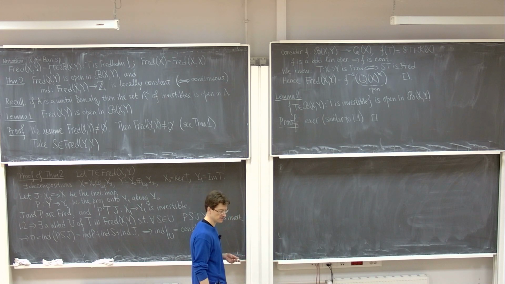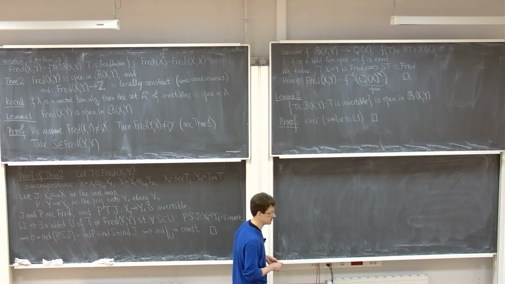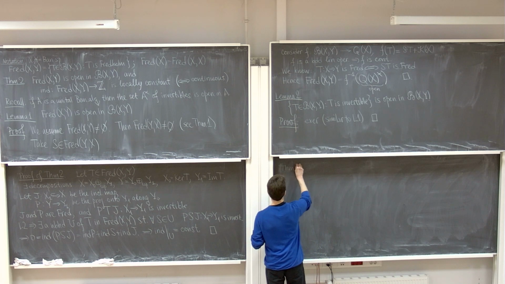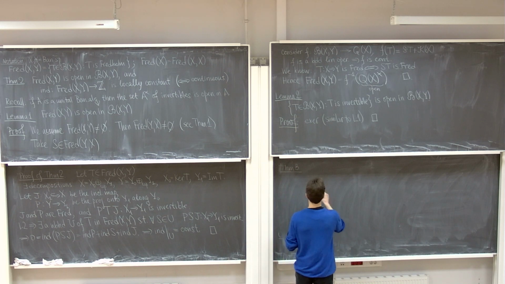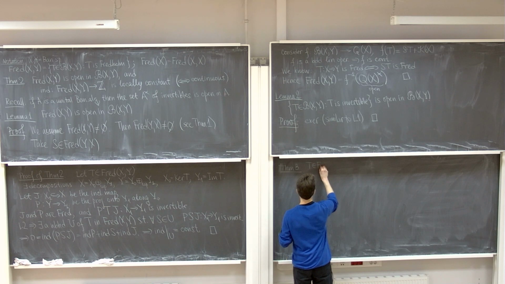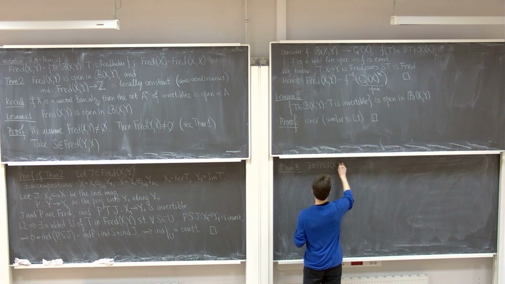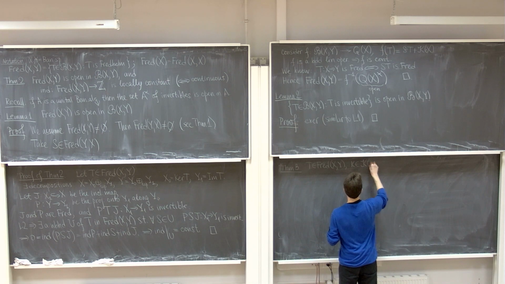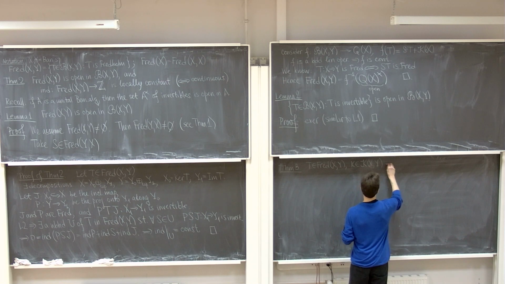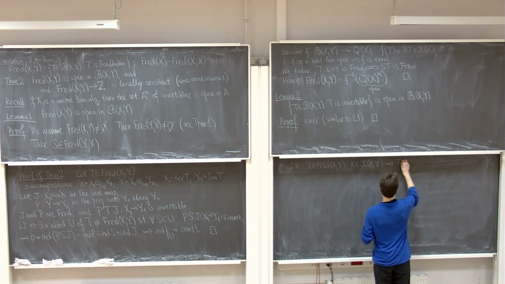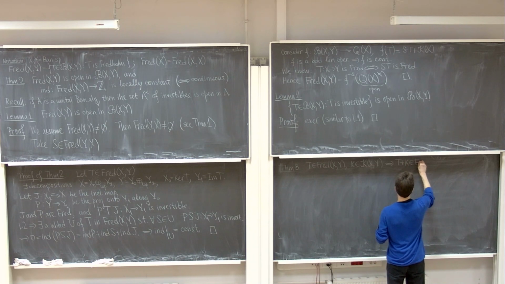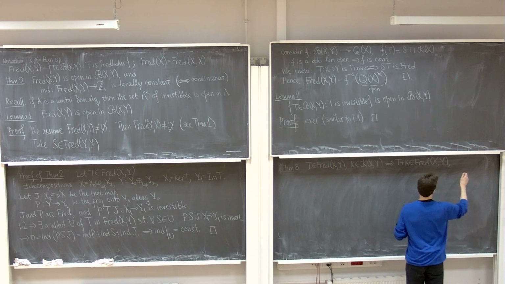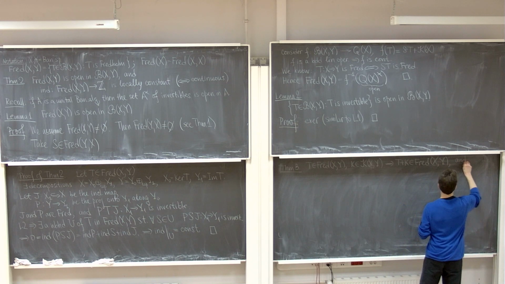So let's now show that the Fredholm property and the index are stable under compact perturbations. This is theorem 3. Suppose that T is a Fredholm operator from X to Y, and K is a compact operator from X to Y. I claim that the operator T plus K is again Fredholm. And the index of T plus K equals the index of T.